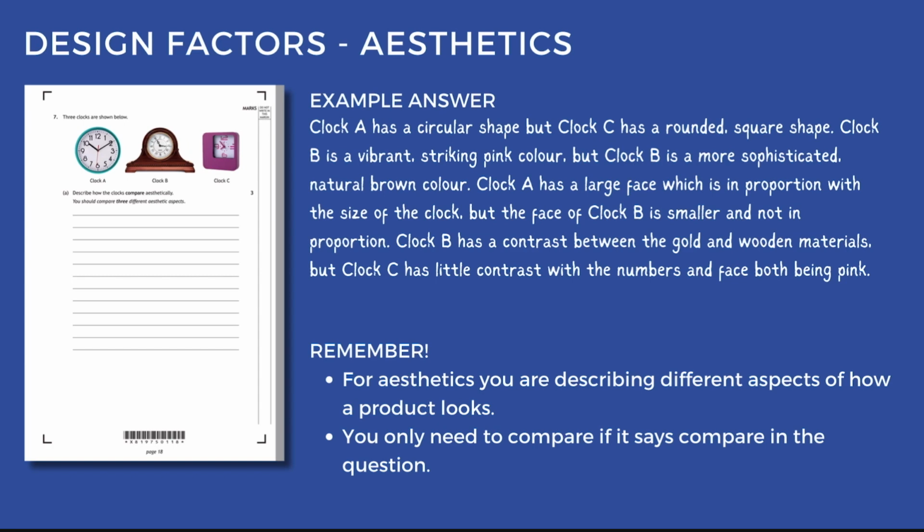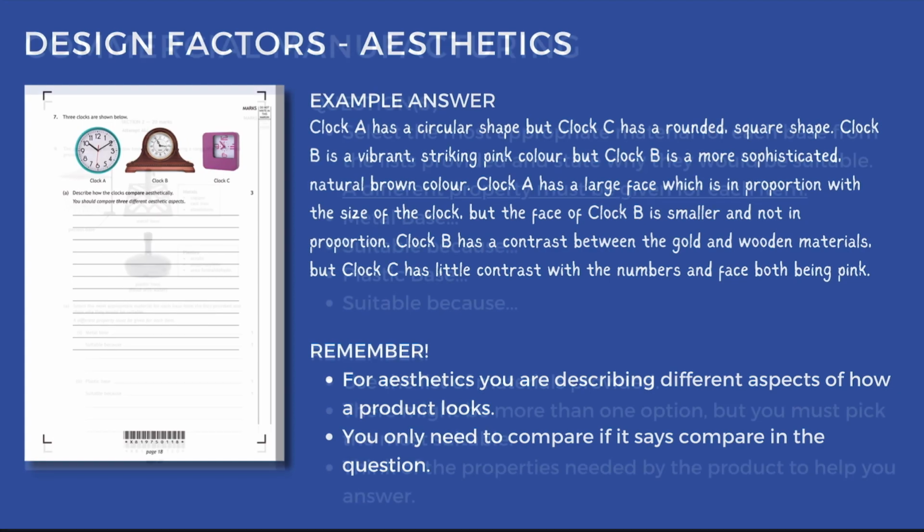Just remember that for aesthetics, you're describing different aspects of how a product looks, and you do only need to compare if it says compare. The areas to focus on first are always colour and then shape or form, depending on whether it's 2D or 3D. And the other one that's always good to refer to is contrast, because you can link that back to things like colour, and sometimes you can pick 2 marks up for one statement.